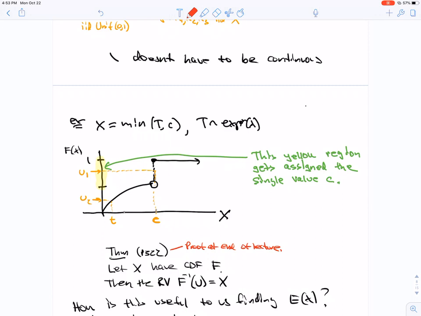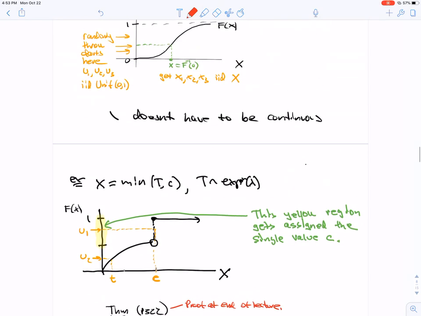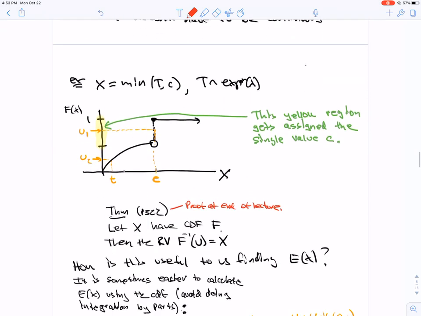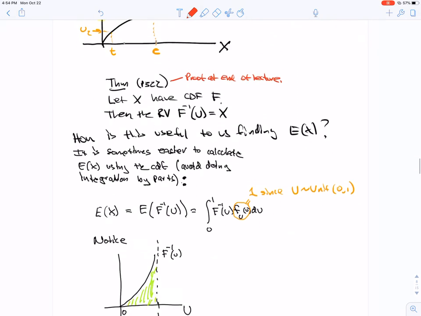So for example, if x is a mixed distribution, as shown here, then this picture shows you how you would define F inverse of u. So we have this theorem: let x have CDF F, then the random variable F inverse of u is x. Totally awesome. Proofs at the end of the lecture.